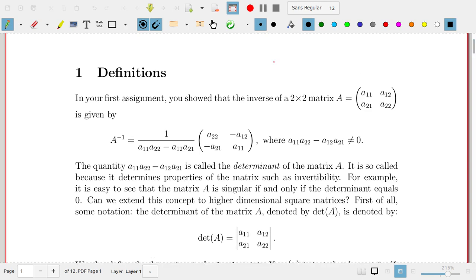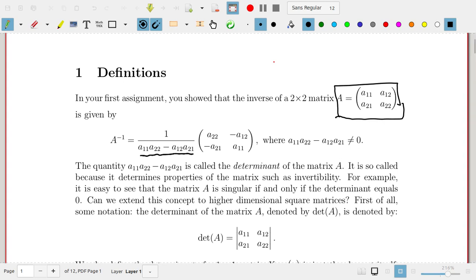Okay, so this lecture is on determinants, right? Why we need them, and what they mean physically, and so on and so forth. So remember from your first assignment, you were made to prove that the inverse of a 2 by 2 matrix is given by 1 over something, right?